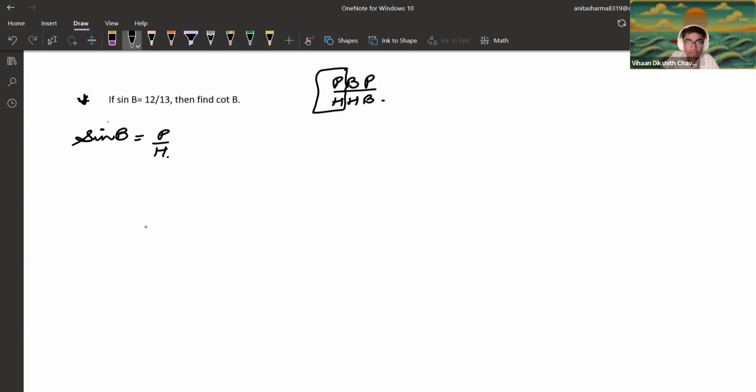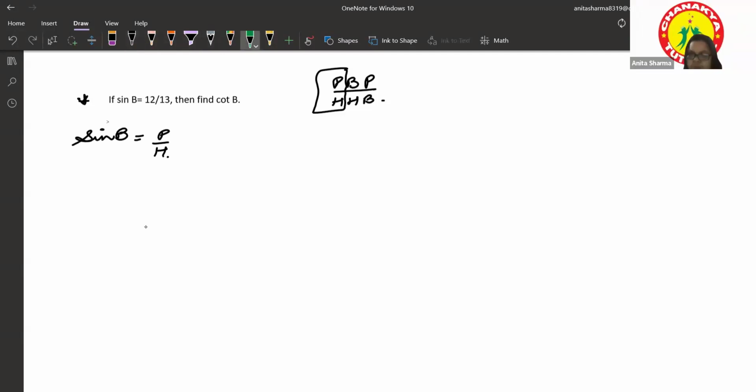Ma'am, two sides are given, so we can use the Pythagoras theorem to find the third side. Very good. So here, comparing, your perpendicular will be 12K and your hypotenuse will be 13K. We have the ratio, so you suppose perpendicular as 12K and hypotenuse as 13K. So we need to find the base first of all.